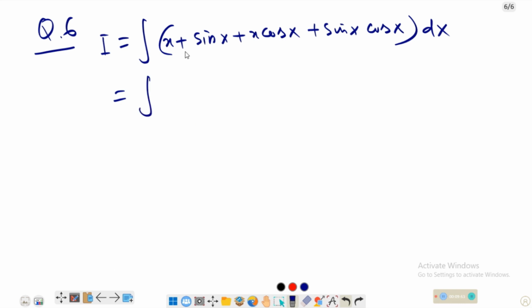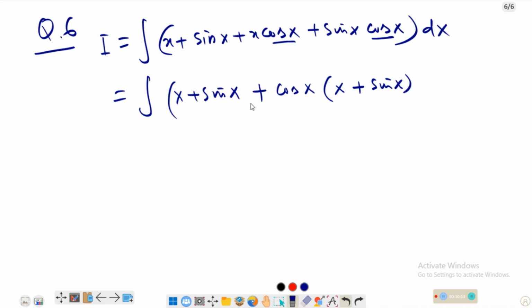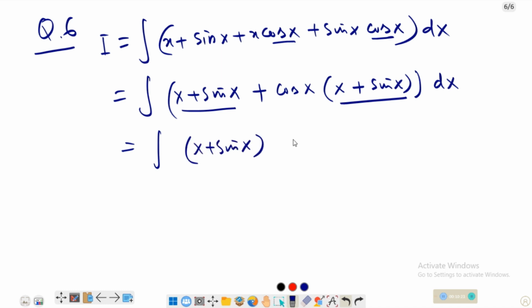So if I take x plus sin x common, there is cos x in both the terms, so I take cos x common, so the remaining part is x plus sin x. So there is x plus sin x, and there is also x plus sin x, so I separate x plus sin x, and the remaining part is 1 plus cos x dx.